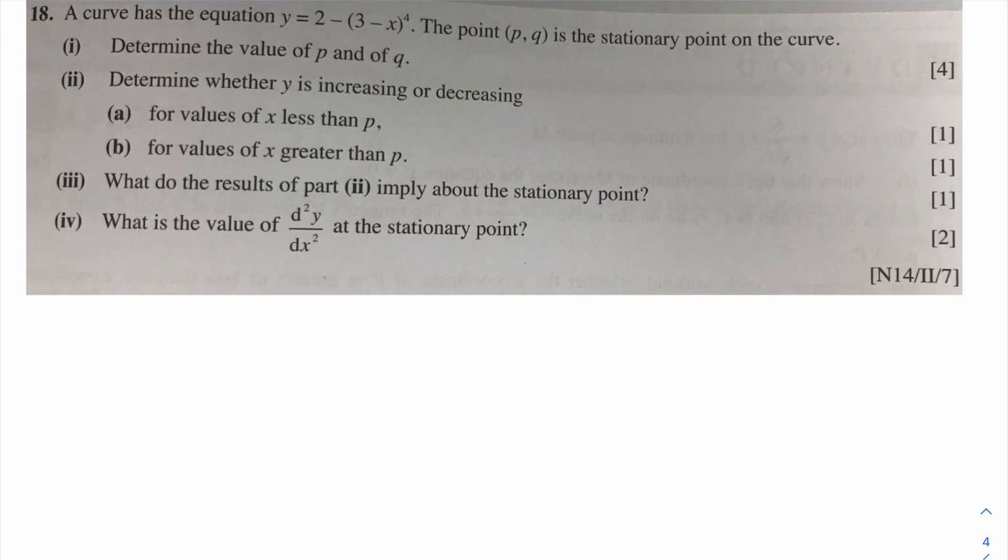Question 18. The curve has the equation y equals 2 minus (3 minus x) to the power 4. The point P, Q is a stationary point on the curve. What does a stationary point suggest? It means dy/dx equals 0. So determine the values of P and Q. First thing first, you find the first derivative.